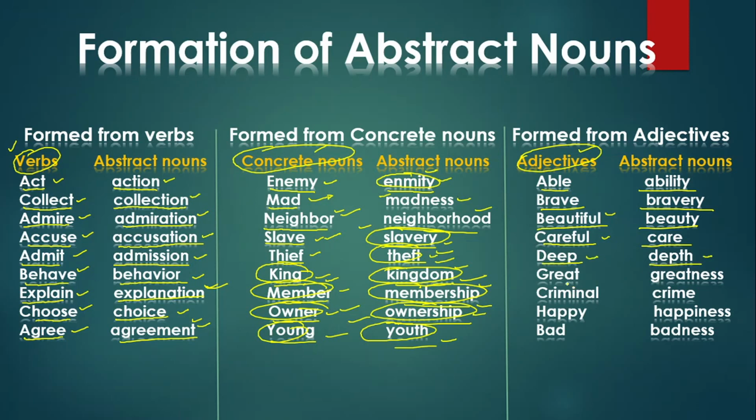And in the same way, great is the quality. Greatness is the name of that quality. Criminal is the quality, and crime is the name of that quality. Happy is the quality. Adjective means that is the name of quality. Bad is the quality. Badness is the quality of an adjective. Clear. Name of that quality.